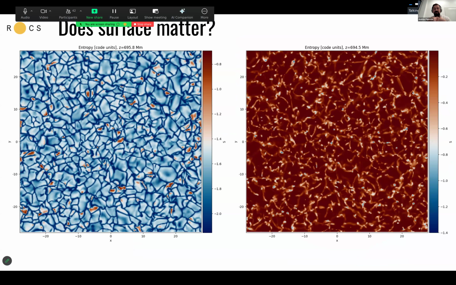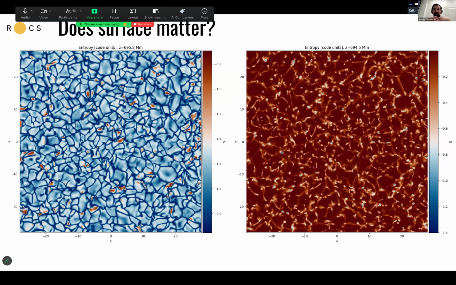Next, the question is, does the surface actually matter? Or can we cut at, let's say, 20 megameters or 5 megameters? On the left here is near surface entropy. Well, actually at the surface. You can see the range of the cooling is very strong. And if we go slightly deeper, this is still not the best picture, but it just shows the upflows.